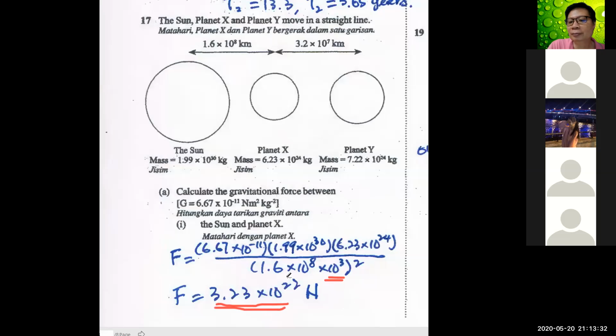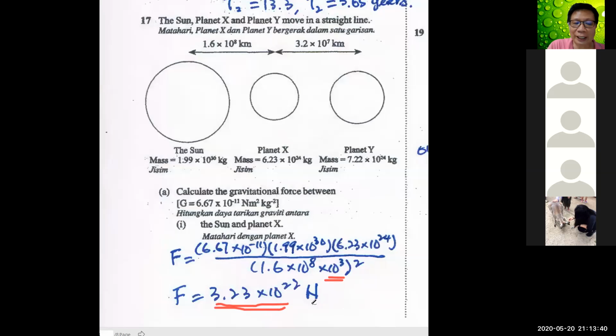Yu Tong, where are you? Ngu Yu Tong, where are you? Yes, sir. Did you get this answer or not? Yes. I know she is very hardworking. Most probably she already answered the question. She got the answer. Okay, thank you, Yu Tong. Some students are very hardworking.